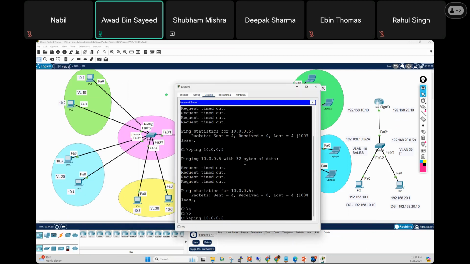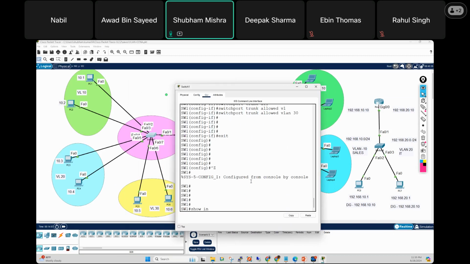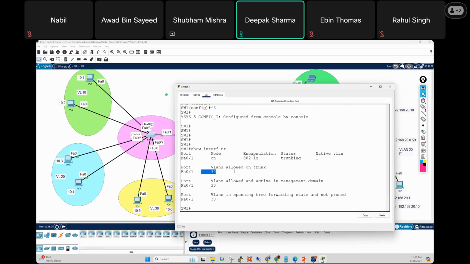Now come here. Now ping. Sorry, this means 30 only, I think. 10 and 20 we already allowed earlier, right? So 10 and 20 were the existing ones. See? Show interface trunk: only 30 is allowed. Okay, sorry, only 30 is allowed. On which switch did we allow it?